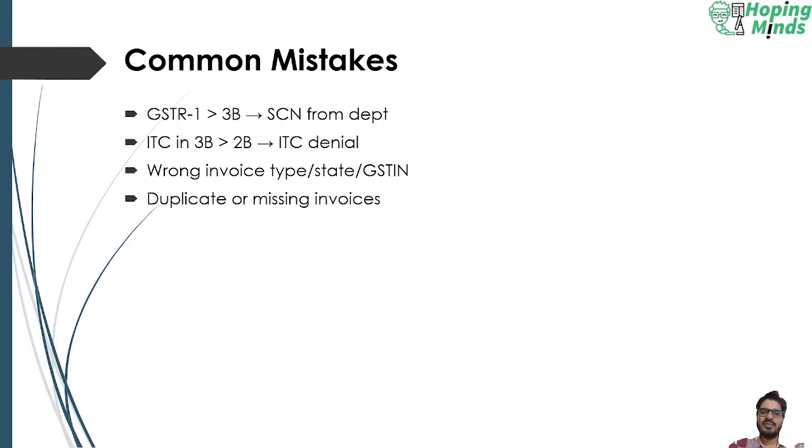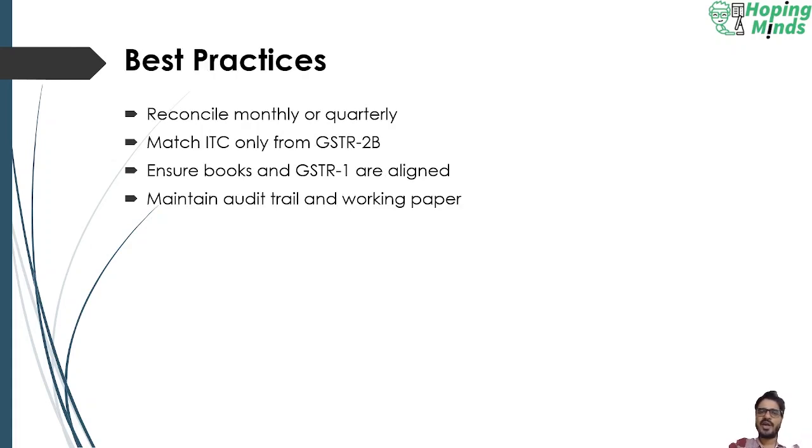Then wrong invoice type, state or GSTIN reported in the GST returns, and duplicate or missing invoices in the GSTR 1 returns. So what are the best practices?